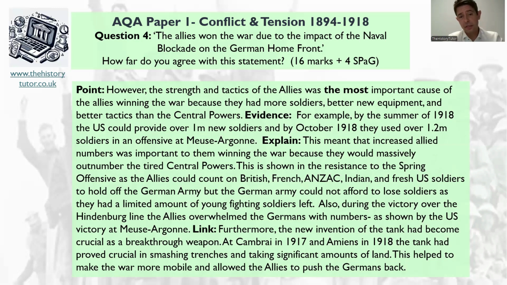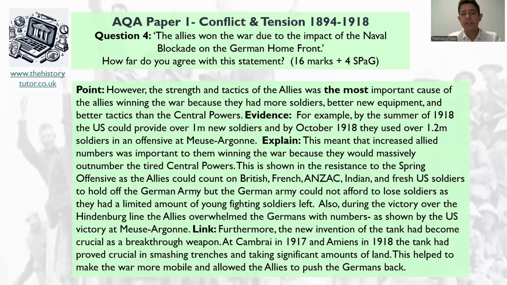So I've just decided this is the most important because they had more soldiers, better equipment, and it was inevitable they were going to win. For example, in summer 1918, the US could provide over 1 million new soldiers, and by October 1918, they used 1.2 million soldiers in the offensive on the Hindenburg Line. This meant that increased Allied numbers was important to them winning the war because they would massively outnumber the tired Central Powers. This is shown in the resistance to the spring offensive.